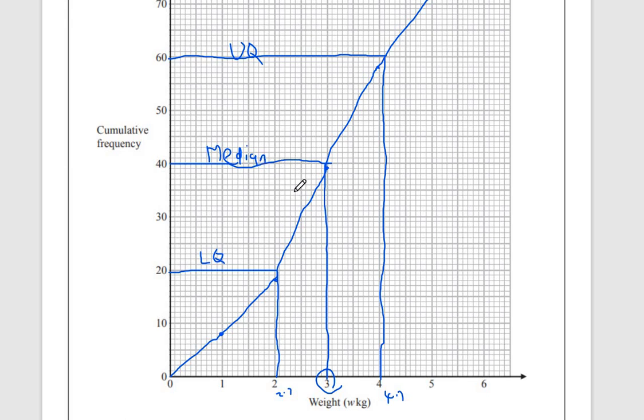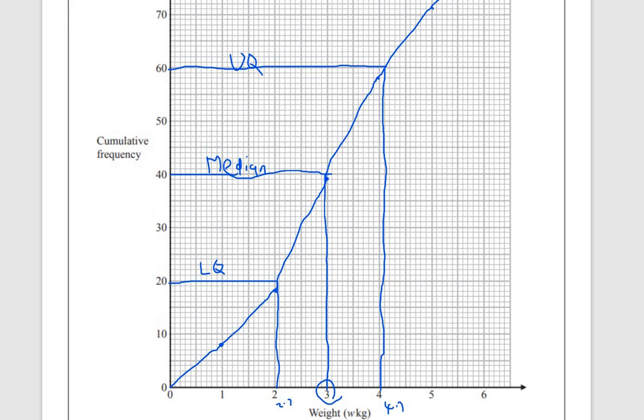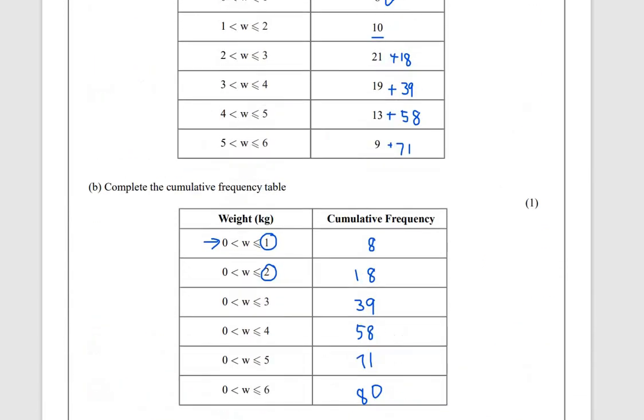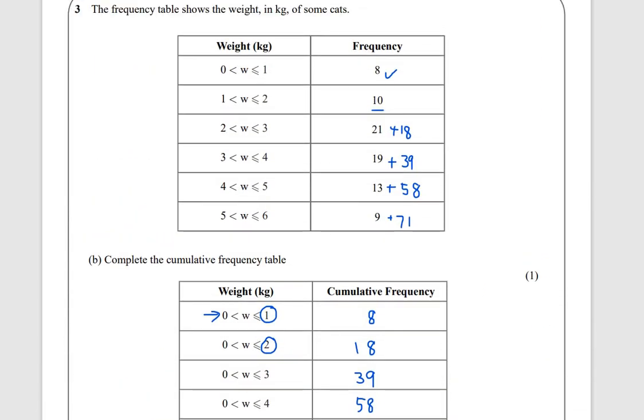Okay, so this is all that you need to know about cumulative frequency graphs, how to draw them, how to calculate or figure out the median, how to estimate the interquartile range. All right, so that's the basics of cumulative frequency graphs.